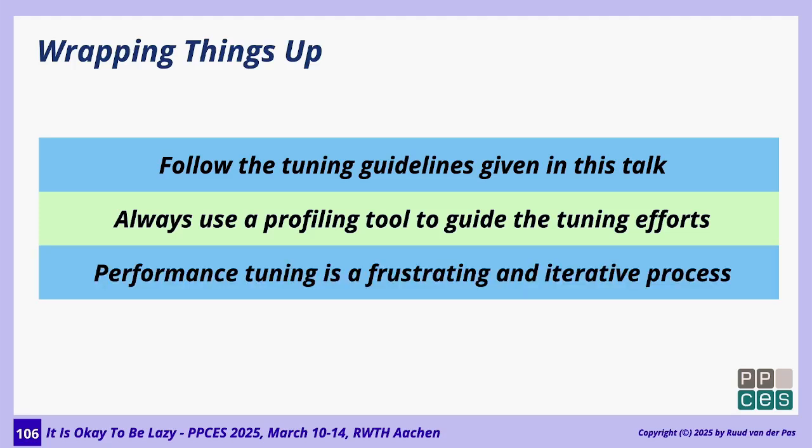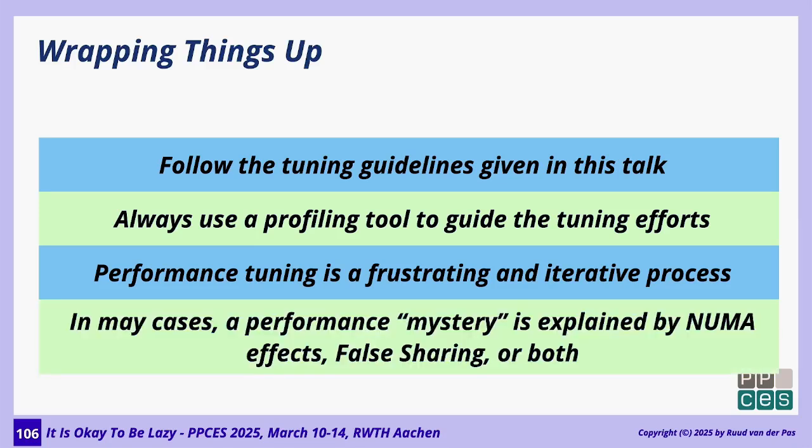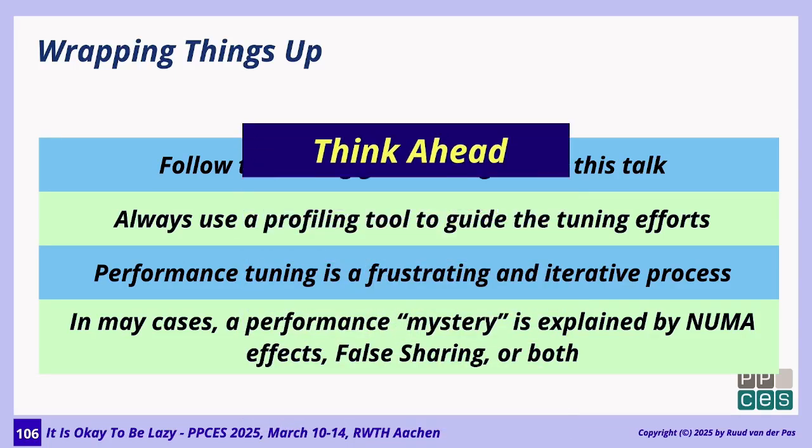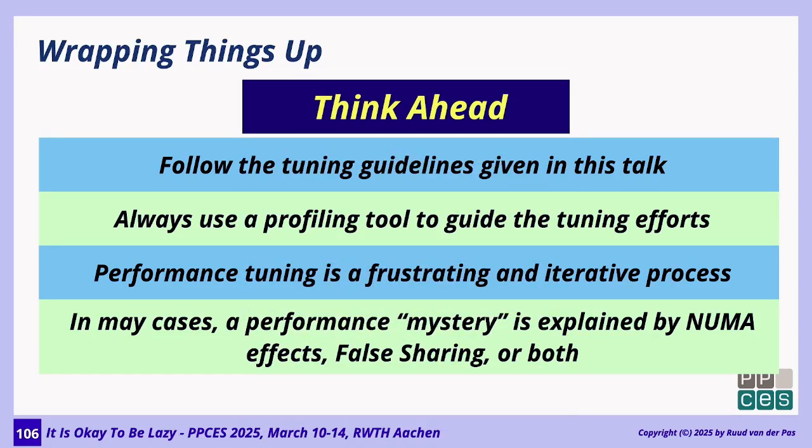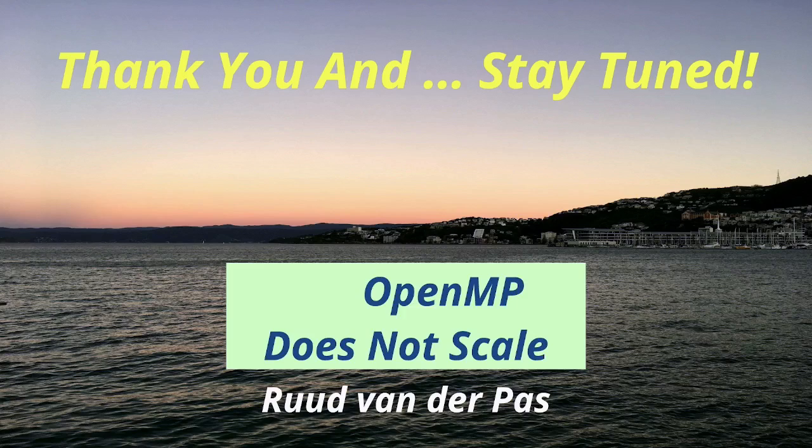Yes, it is frustrating, can be, and it's an iterative process. Just don't give up. And if something gets in your way, think about NUMA or maybe false sharing. Hopefully not both. And think ahead. Don't leave anything on the table. Think about what may not be an issue on 4 threads could be on 16 or 32 or whatever. So don't leave anything on the table. I've said more than enough. It's time for a break. If somebody comes to you and says OpenMP does not scale, tell that person it's bad OpenMP that doesn't scale.